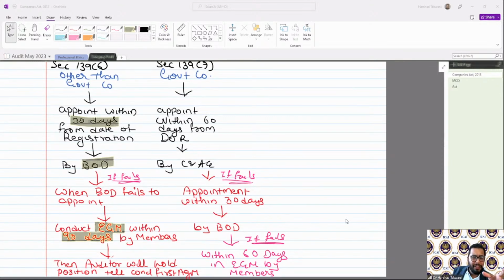So if you see the wording of the section, it uses the words next 30 days. Okay. Then it uses words like, in case of a failure in not being appointed in 30 days, then within next 60 days. So the word next is used, from where we can draw the reference that it's subsequent to the previous timeline, which is exhausted.